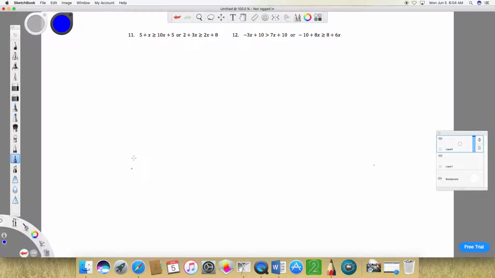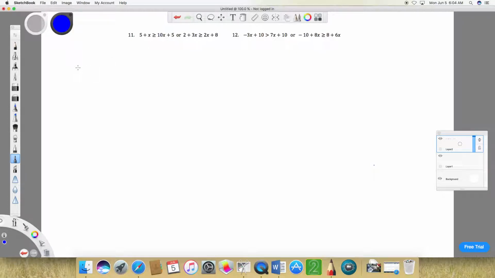Let's take a look at these two inequalities. They're both compound inequalities, and they both have the word or, not an and. So in number 11, when I'm solving my inequalities, I like to get the variable on the left-hand side and the constants on the right. So I'm going to start out subtracting 10x from each side.